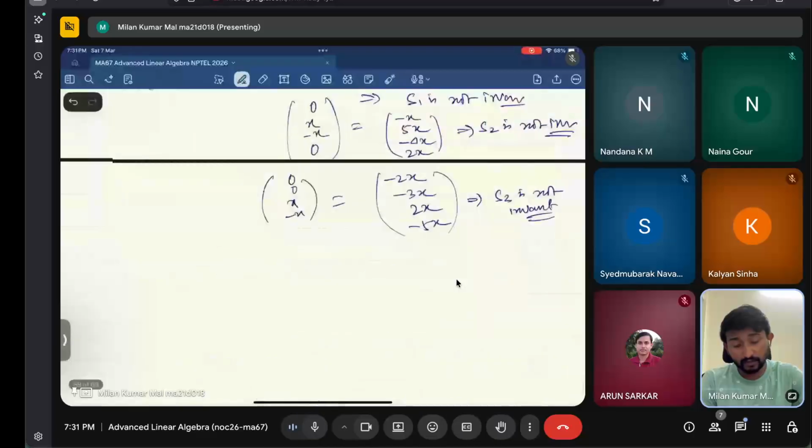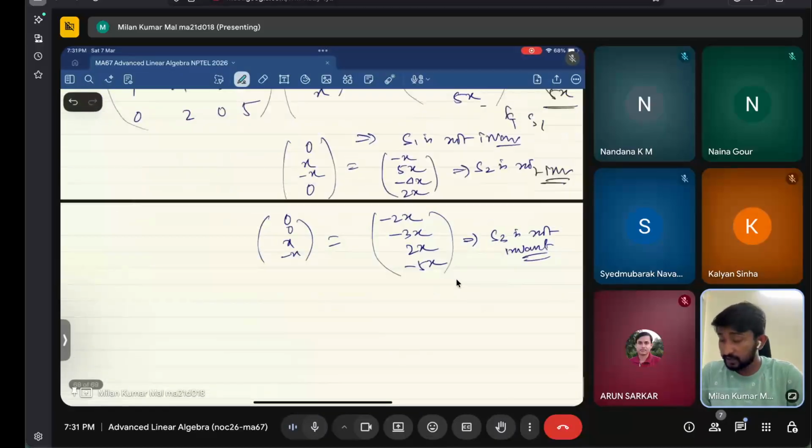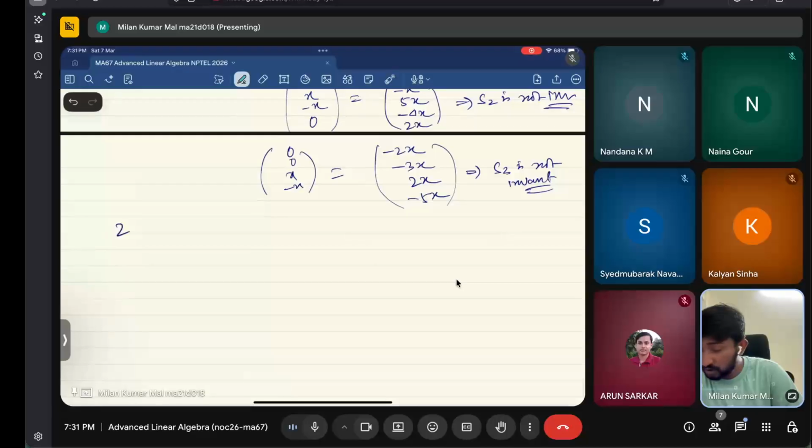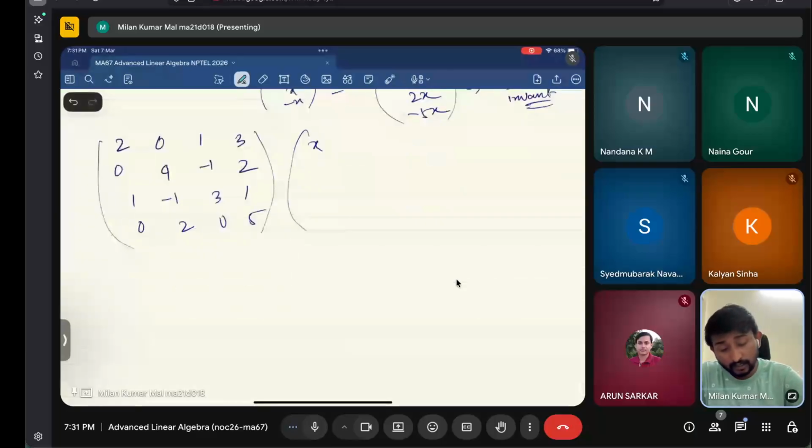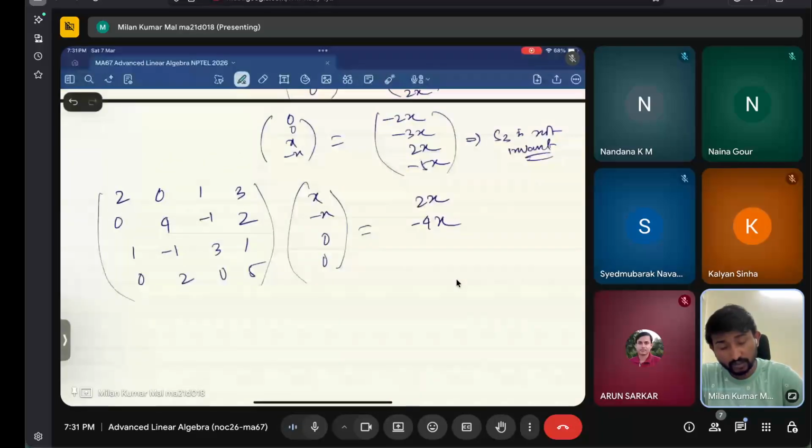x, minus x is the first one. So let me write once again the matrix, because this is becoming very long. So 2 0 1 3, 0 4 minus 1 2, 1 minus 1 3 1, 0 2 0 5. This was the matrix, and x, minus x, 0, 0. So please check what calculation I am doing, whether I am making a very easy mistake or not. This is x minus x, 2x. This is minus 2x. So again, S4 is not an invariant subspace.